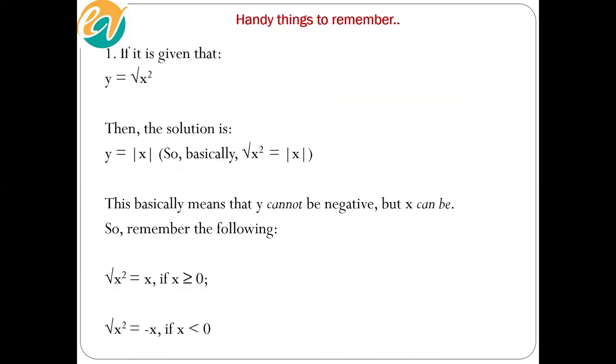Okay. Now this is quite important and very extensively tested on GMAT. If y is equal to root of x square, then the solution to this is y is equal to absolute value of x. In other words, what we are saying is, guys, that root of x square is not equal to x. Root of x square is equal to absolute value of x. Please remember this.